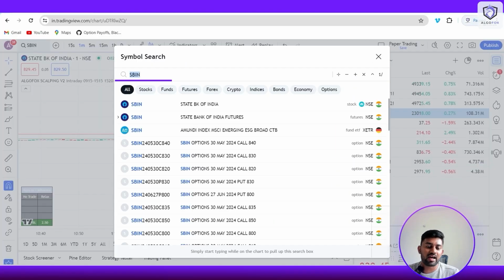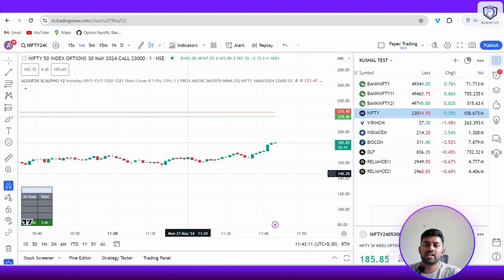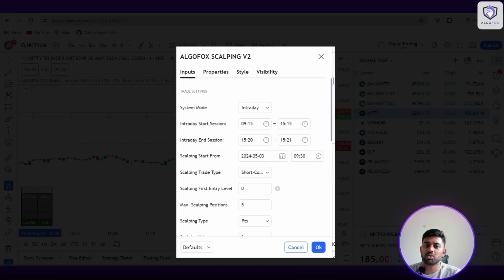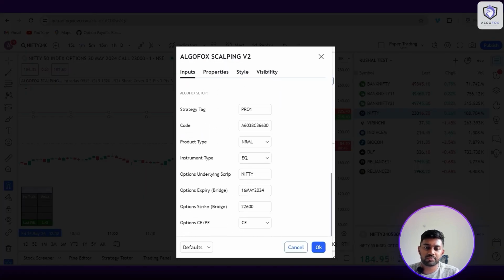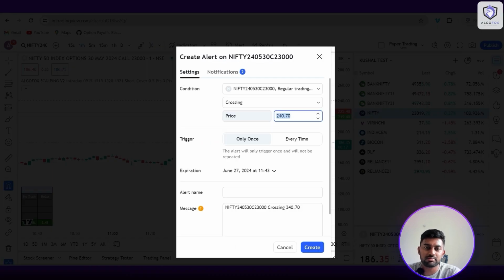For example, if I am trading in maybe let us say Nifty 23,000 call, then in this case, I'll go to the settings, scroll down. Underlying script is Nifty. Choose the right expiry, that is 30 May 2024. Choose the strike, that is 23,000, and choose the type of call. Choose the type of option, whether it is call or put. Then right click, click on add alert.